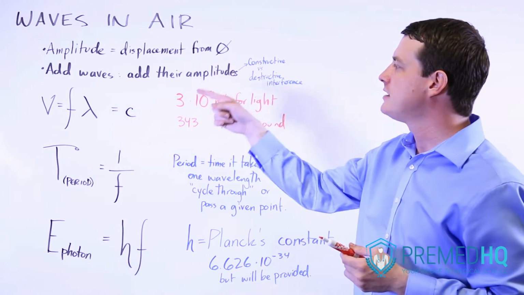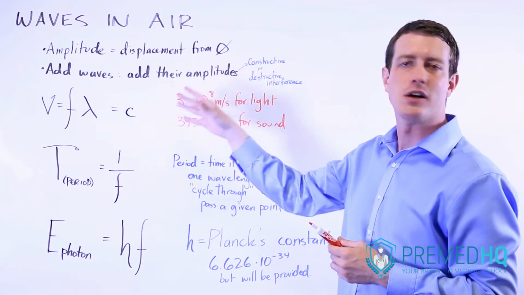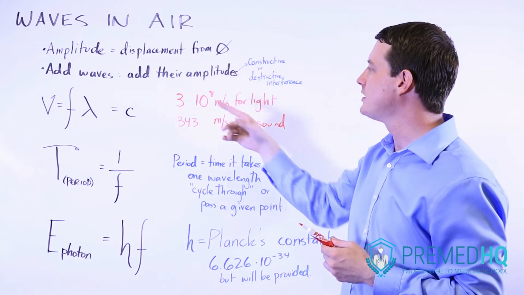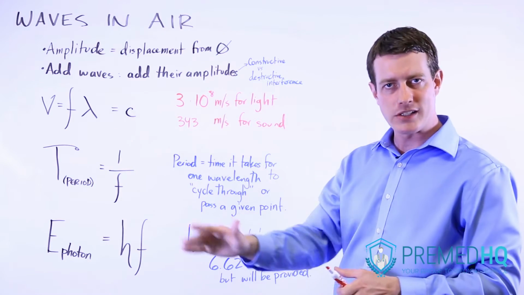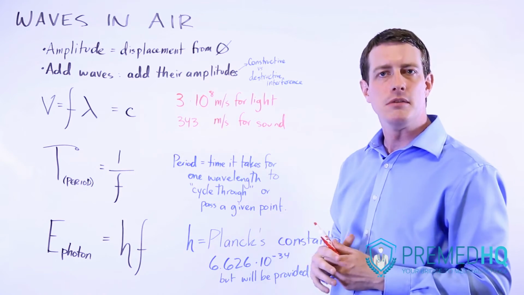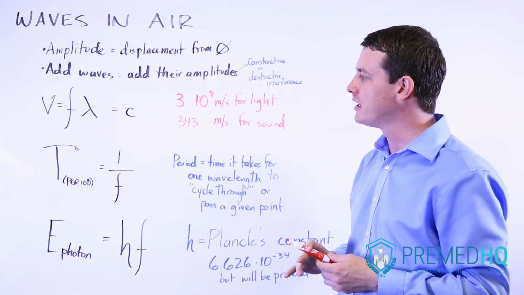So the frequency times wavelength of any photon, any light wave, is going to equal 3 times 10 to the 8th as long as you are in air and not passing through glass or some other medium that might involve a change in the speed of light.